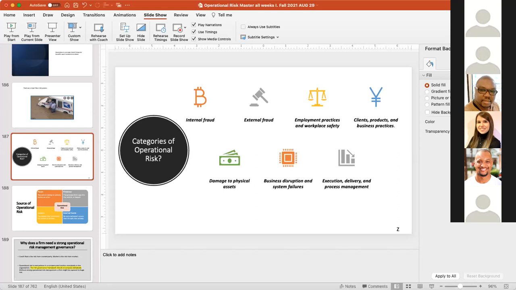No internal fraud. How about external fraud? It's not really relevant to this case. I'm sure that a lot of people made claims that weren't valid because of Hurricane Katrina. They just threw theirs in knowing there'd be a lot of volume and claims wouldn't be checked as closely. But external fraud is not a big one here. Employment practices and workplace safety, nothing. Clients, products, and business practices. You know, I'm going to put a check mark on that one.